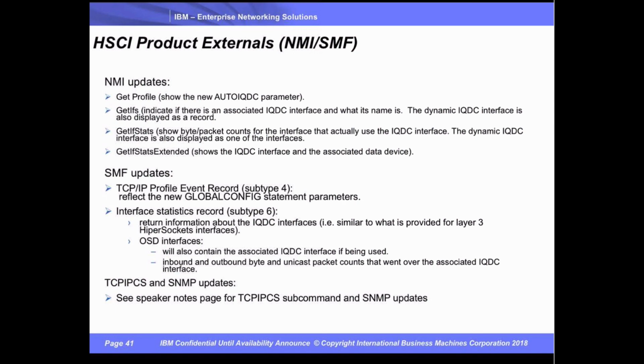The TCP/IP profile event record subtype 4 was updated to reflect the new global config parameters, meaning the auto IQDC. The interface statistics record subtype 6 was updated to return information about the IQDC interface, similar to what was provided for layer 3 HiperSockets interfaces. The OSD interfaces will now contain the associated IQDC interface that is being used, providing the unicast inbound and outbound byte counts that were diverted over the IQDC interface. In the speaker notes, you can see more about the TCP/IP, PCS, and SNMP updates, but we're just going to skip those since it's pretty much redundant information at this point.